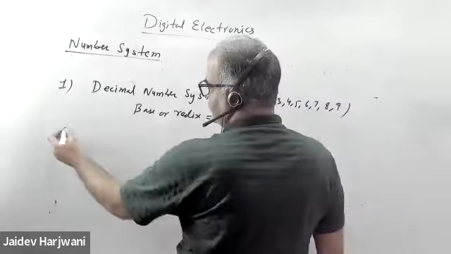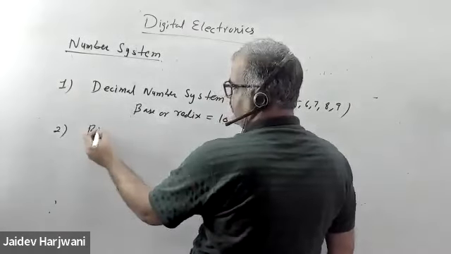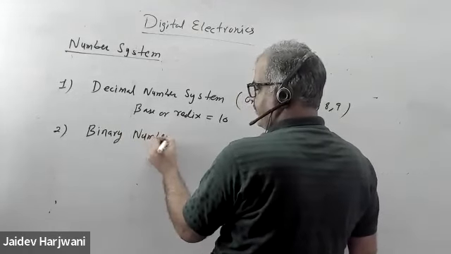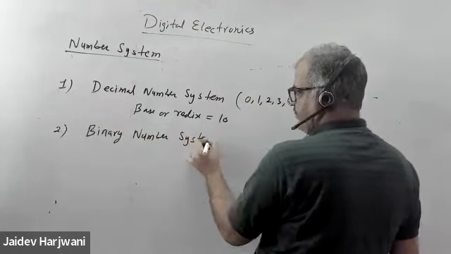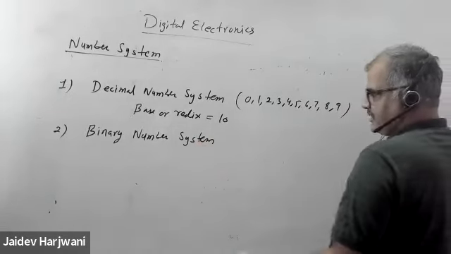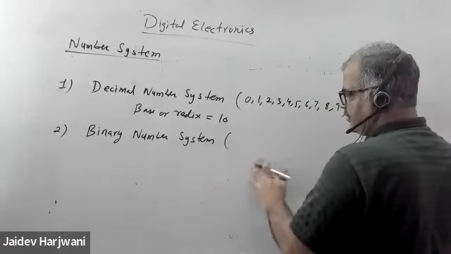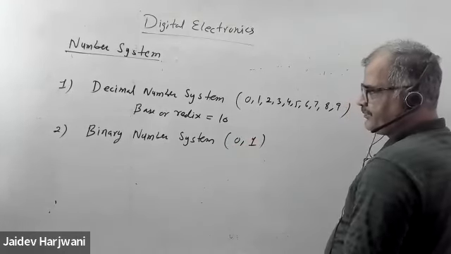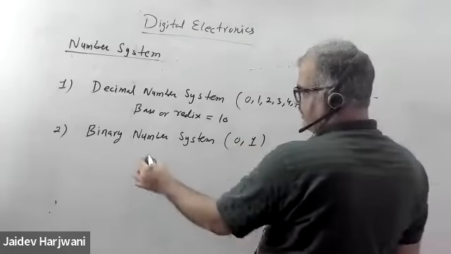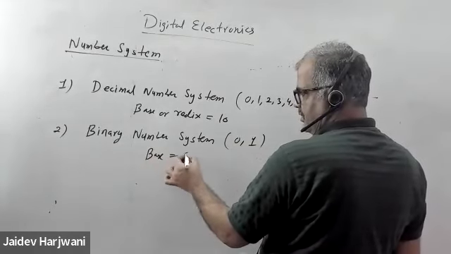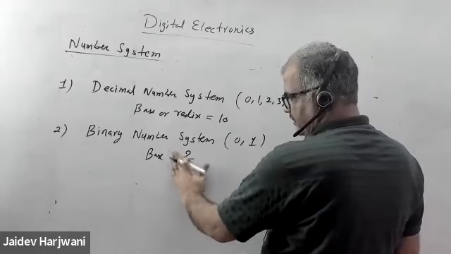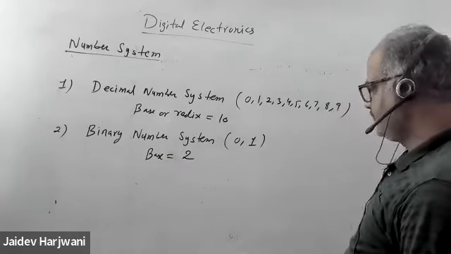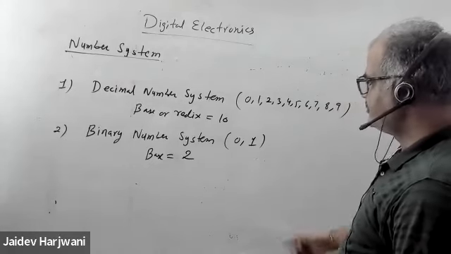Similarly, the second number system is the binary number system. This number system has two symbols or two digits, that is 0 or 1, and the base of this number system is 2. What is the base? We'll discuss that now. Let me first give the 4 number systems which we are going to use mainly in this course.